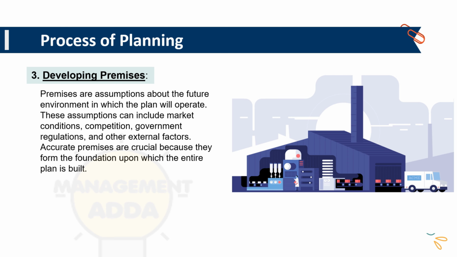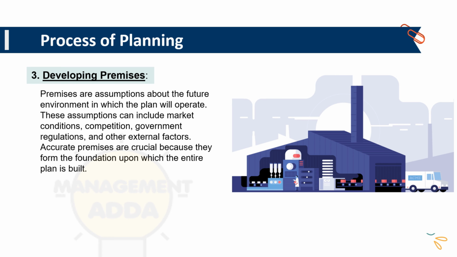Where you know about your competitors, where you know about the condition of your market. So it is very important to know about the premises, the things which are going to affect your functioning, which are going to affect your plan. That's why we say the third point is developing premises. Premises are assumptions about the future environment, like what things will affect our plan. We need to figure it out. Maybe the market condition, maybe the competitors, maybe the government regulations, and many more.